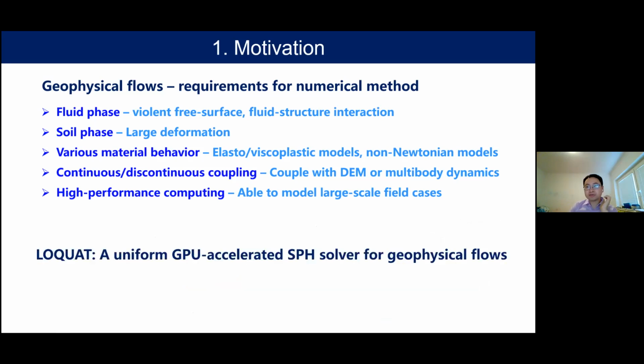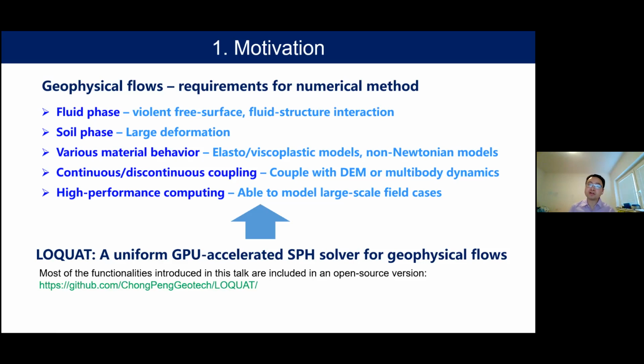From my research, I use SPH, and I developed a code called LOCKIT, a unified GPU-accelerated SPH solver for geophysical flows. It can satisfy all the requirements above, and it can model all the types of geophysical flows I mentioned in the last slide. Most of the functionalities introduced in this talk are included in an open source version, and you can find the software in the given link.